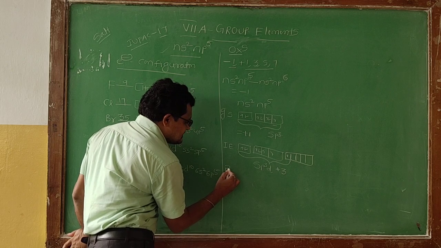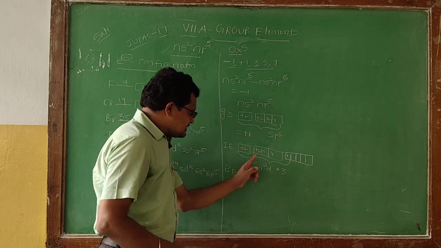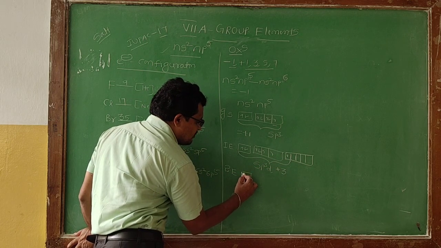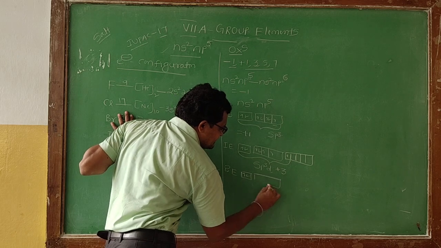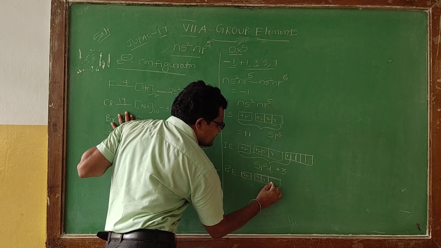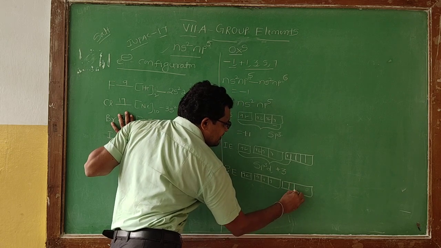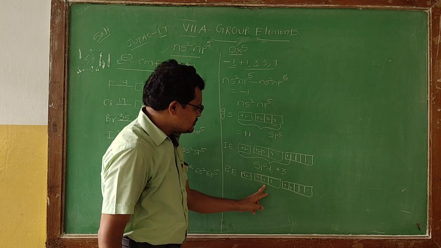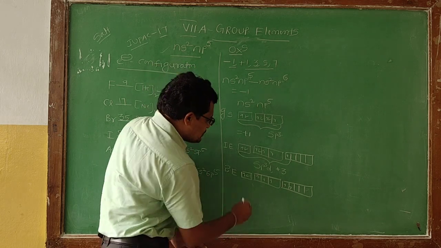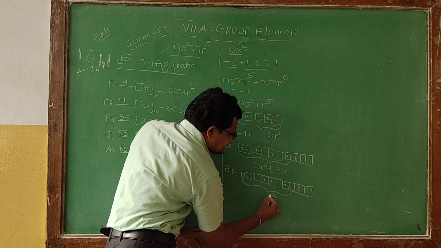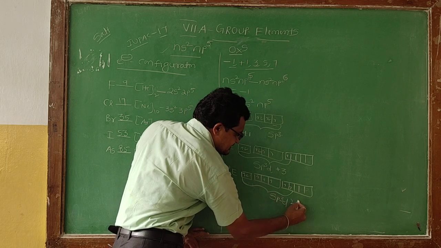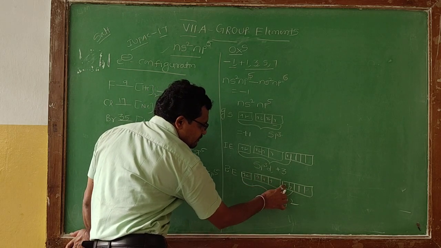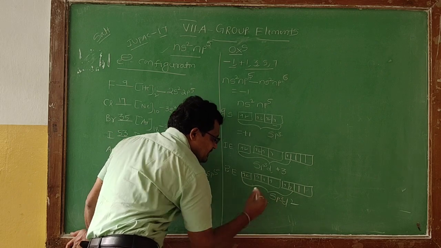Now the second excitation state. In the second excitation state, this lone pair of electrons enters the d side. So s contains 2 electrons, p contains 3 orbitals and 3 electrons, and d contains 5 orbitals and 2 electrons. How many unpaired electrons are there? 1, 2, 3, 4, 5. So it undergoes sp3d2 hybridization. Its oxidation state is +5.